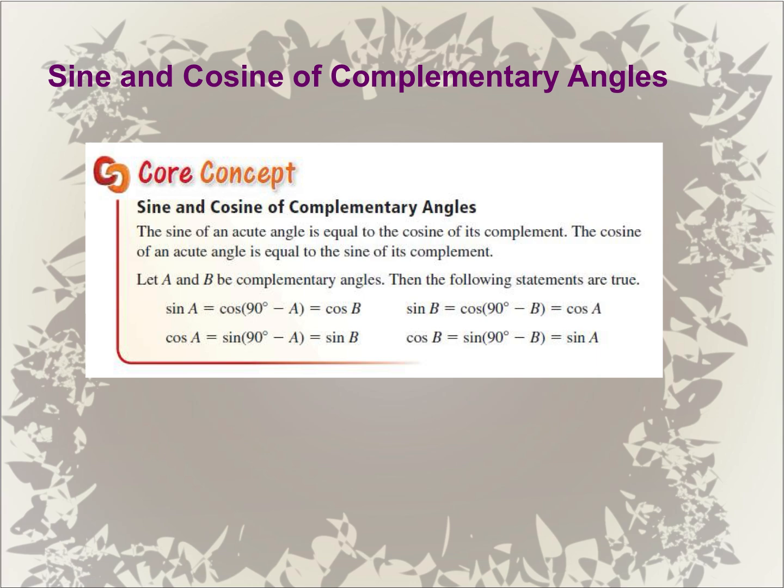Sine and cosine of complementary angles. The sine of an acute angle is equal to the cosine of its complement, and the cosine of an acute angle is equal to the sine of its complement. So this is kind of what I just said. Sine A is the same as cosine B, which is right here again, and cosine A is the same as sine B. So please make sure you guys remember that.